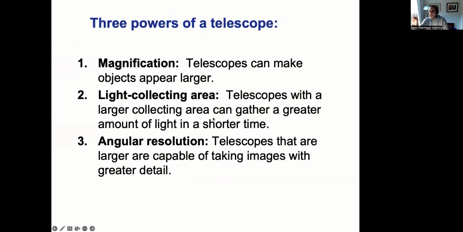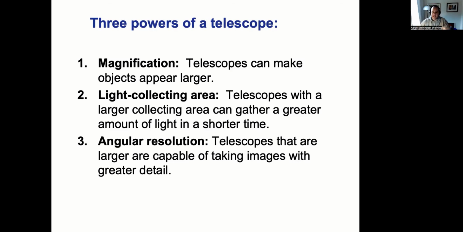Okay, so it turns out there's 3 ways that a telescope can help you. There are 3 powers of a telescope. Those are the powers of magnification, so telescopes can physically make things look larger; light gathering power, where telescopes allow you to gather a lot more light; and finally, angular resolution. Telescopes allow you to resolve 2 objects that are closer and closer together, and still resolve them as separate objects.